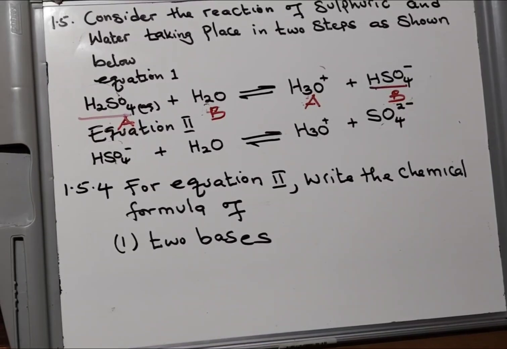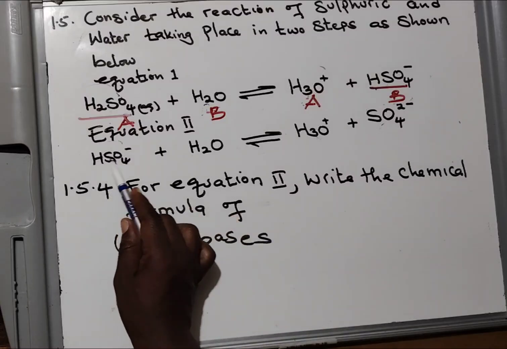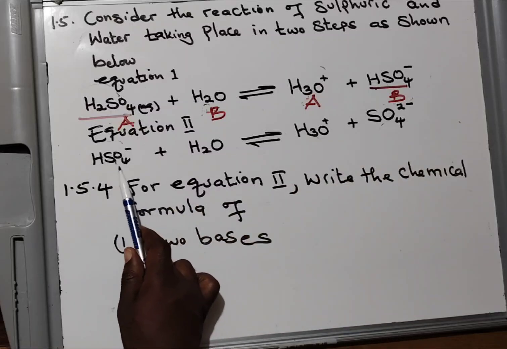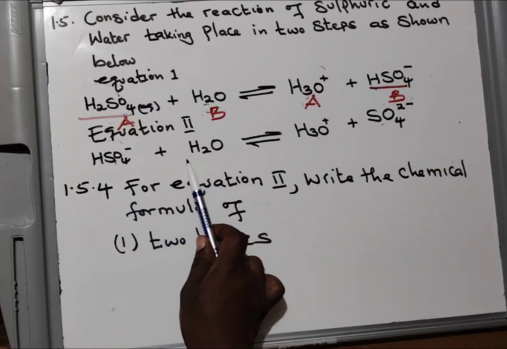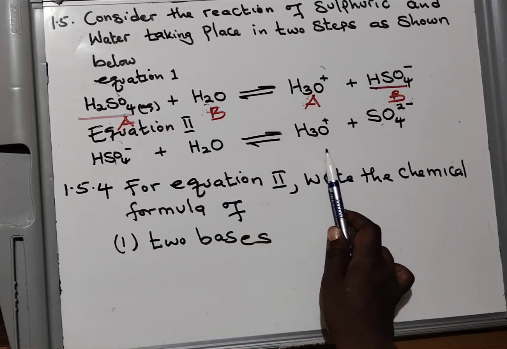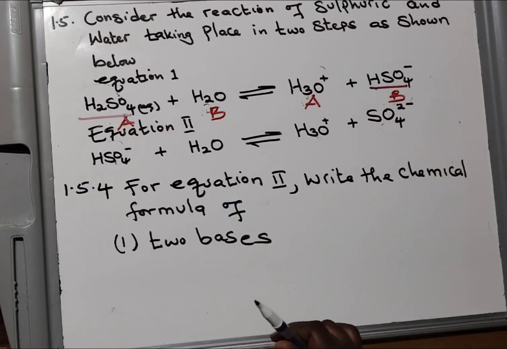Then we come to this question 1.5.4. It says that for equation 2, write the chemical formula of two bases. Okay, let us look at the equation and analyze it. So what do we see here? This is the equation 2 we are talking about. We have hydrogen sulfate reacting with water to give you hydronium ion and sulfate ion.